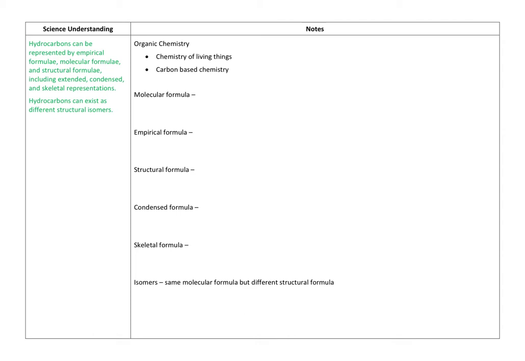Now, the first thing that the SACE board says that we need to know about is representing, firstly, hydrocarbons. Hydrocarbons are, if you like, a branch of organic chemistry where we have molecules that contain hydrogen and carbon. And sometimes we also include things that contain oxygen into those hydrocarbons, but generally when we think about hydrocarbons, we're thinking about the same sort of thing as organic chemistry molecules.